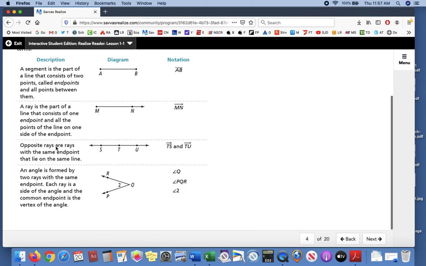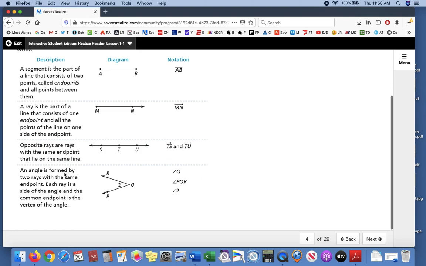We have 2 opposite rays. Opposite rays are rays with the same endpoint, I should say. For example, here we have a ray starting at T going through S, and an opposite ray would be starting at T going through U. Notice the opposite rays form a line. They have to have the same endpoint, though, to be opposite rays. You couldn't say ray SU and ray TS, because then you'd have this overlap. They have to have the same endpoint. That's a key.